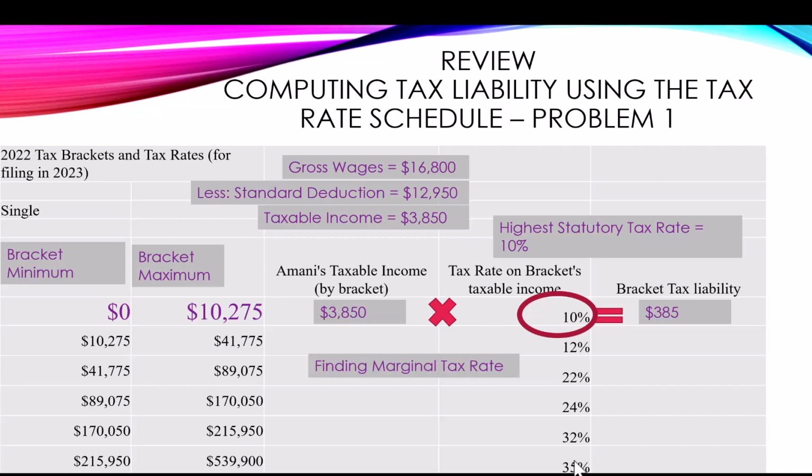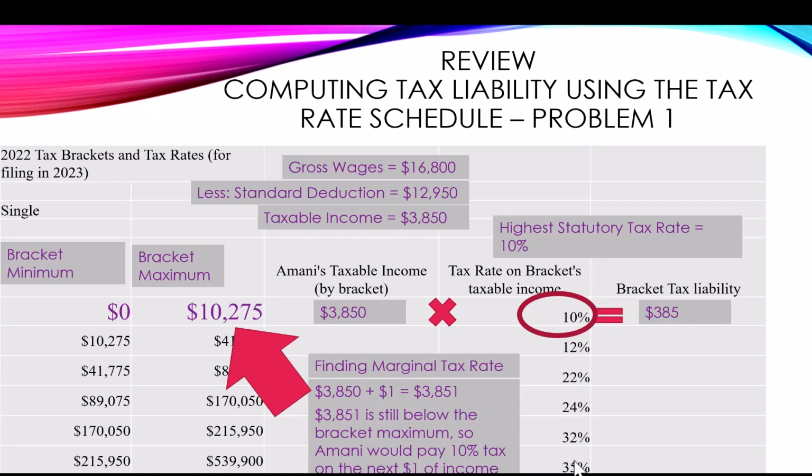You also learned how to find the marginal tax rate. Remember, to find the marginal tax rate, we take the taxable income that the taxpayer is currently earning, we add $1, and then we compare this new level of income to see if it exceeds the bracket maximum. Since $3,851 is still below the bracket maximum, Amani's tax rate on the next dollar of income would be 10%.